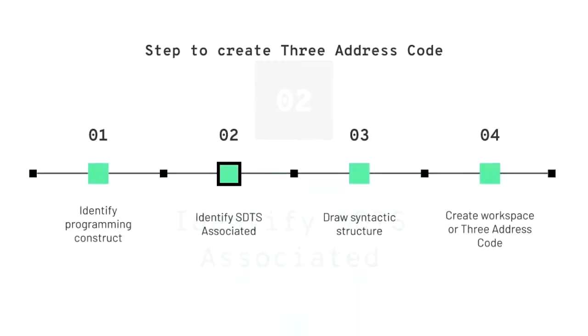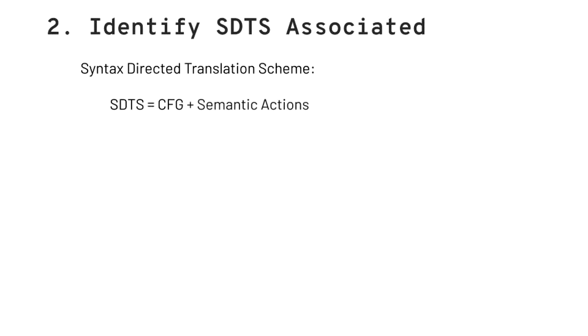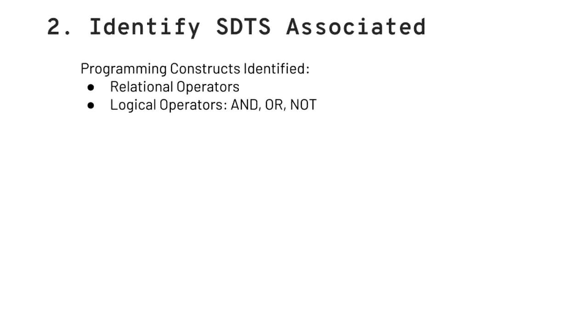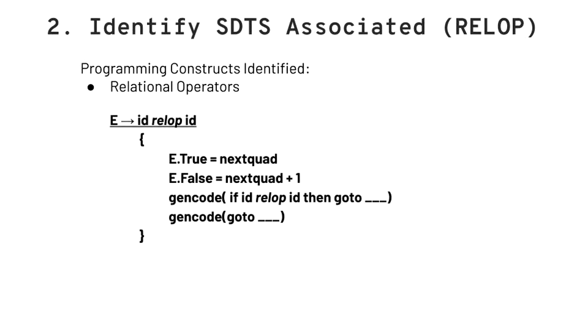Step 2 is to find the associated SDTS. The SDTS or Syntax Directed Translation Scheme is a fixed and generic set of context-free grammar with semantic actions. We will use the SDTS of programming constructs found in step 1. We found relational operators and the logical and, or, not operators. For relational operators, this is the SDTS. The grammar is E derives ID relop ID, which will help to make the parse tree. We will look at all the semantic actions in step 4.